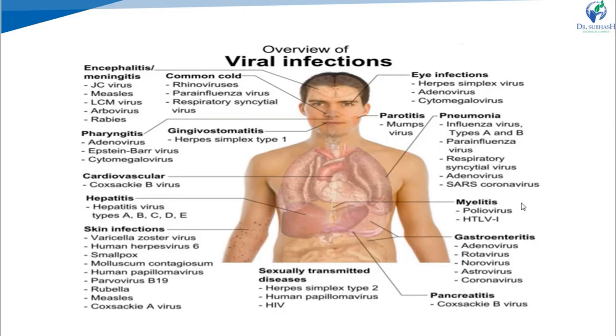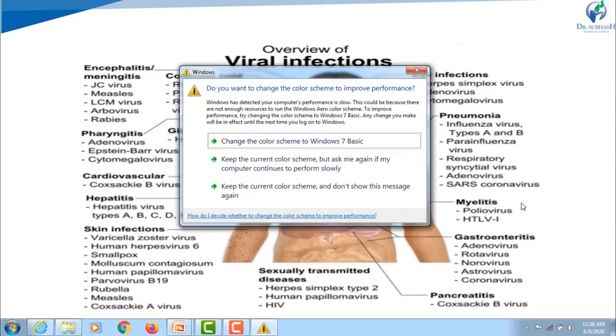Now, the second type of infection is eye infections, right? Different virus infections go into the eye, that is because of herpes simplex virus, adenovirus, and cytomegalovirus, right? Next one is common cold. Common cold is the infection and inflammation of the nasal cavity, right? That is because of rhinoviruses, parainfluenza viruses, respiratory syncytial viruses, etc.